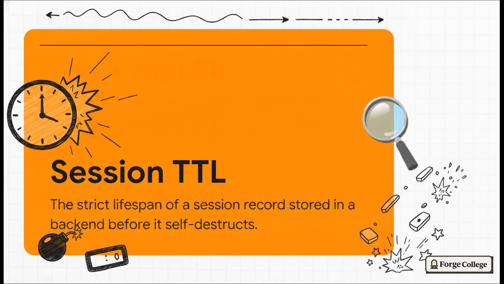Think of this as the strict lifespan of a session record stored in your backend, usually inside a lightning-fast database like Redis. The moment that TTL hits 0, the record automatically self-destructs, no trace left. This is exactly what keeps your whole system clean, secure, and totally predictable.